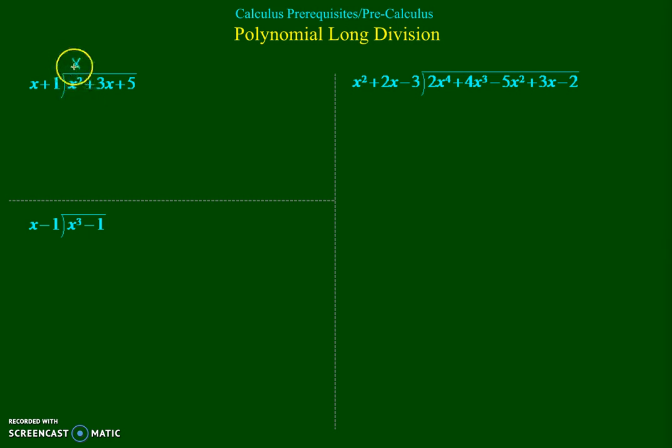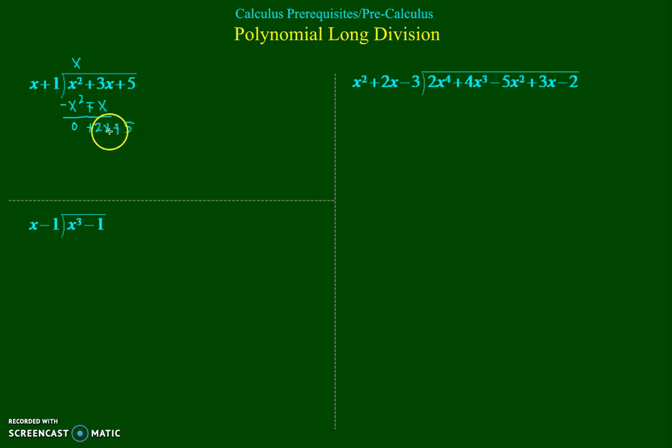Then I take this result and I multiply through all these terms. X times x is x squared. X times 1 is simply x. Now I change the signs of these two terms and add. Change the sign and add. Well, this goes to 0. 3x minus x is 2x. And then I just pull down my last term.